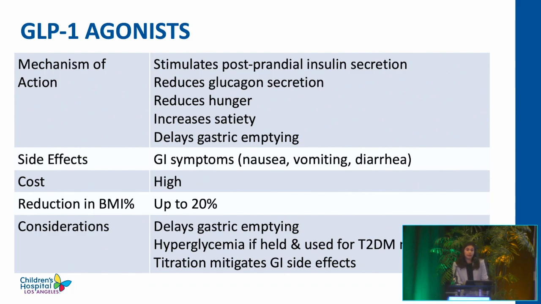But oftentimes they can be mitigated by Zofran and diet modification on the day of injection and the 72 hours after injection. The cost is quite high, unless covered by insurance, but the reduction in BMI percent is up to 20%. So without question, GLP-1 agonists are the most effective pharmacotherapy for the treatment of obesity in adolescents, and they work for the most adolescents, meaning they have the least heterogeneity in response.